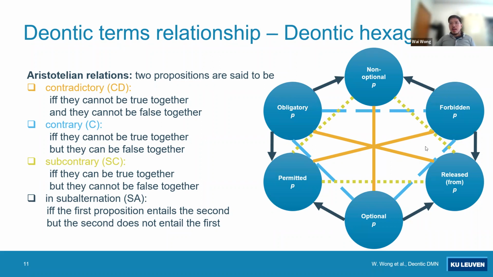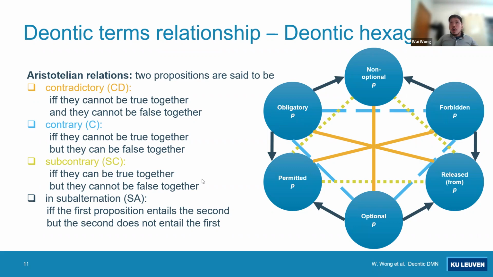And the other way around, if you are forbidden to come to this meeting, you are not obligated to come to this meeting. But it can also be the case that you neither have the obligation to come to this meeting, nor are you banned from coming to this meeting. So that's what we mean when we say they cannot be true together, but they can be false together. And the final relationship, subcontrary, is the other one: they can be true together but cannot be false together.